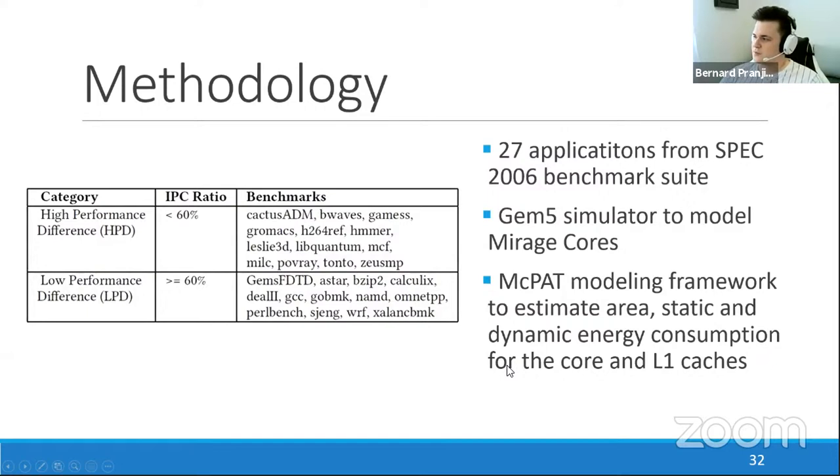There are 27 applications from the SPEC 2006 benchmark suite, and like I said in the beginning, they are divided into categories based on their IPC ratio. So we have the high performance difference categories and low performance difference categories. The GEM5 simulator is used to model the Mirage cores, and the McPAT modeling framework is used to estimate area, static, and dynamic energy consumption for the core and L1 caches.